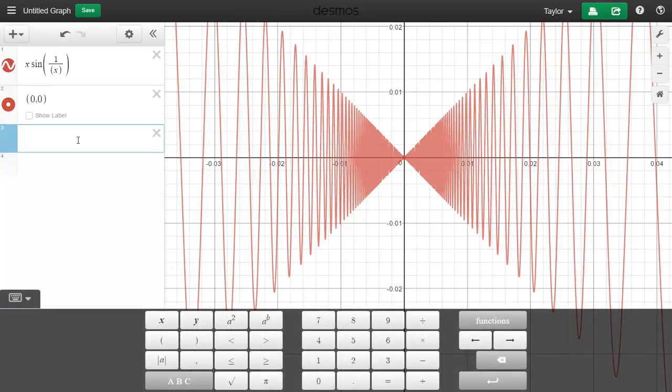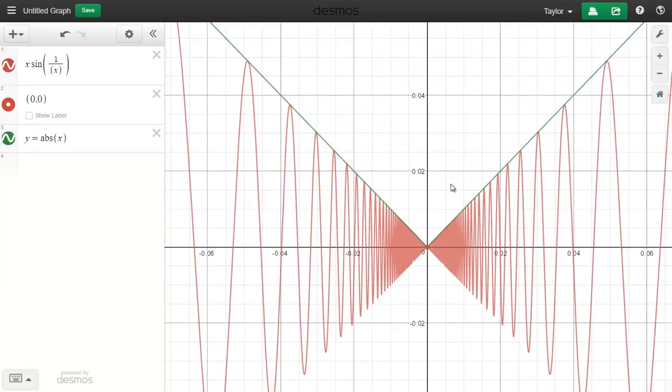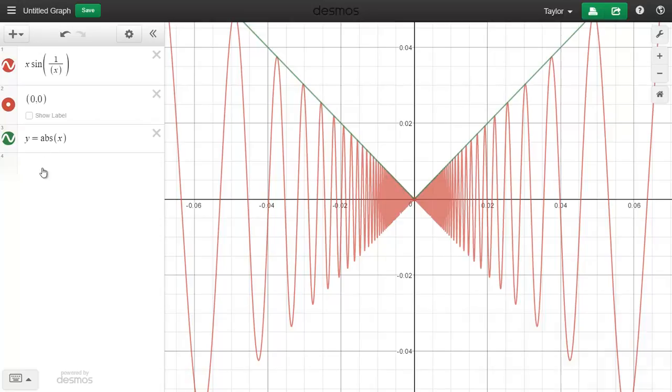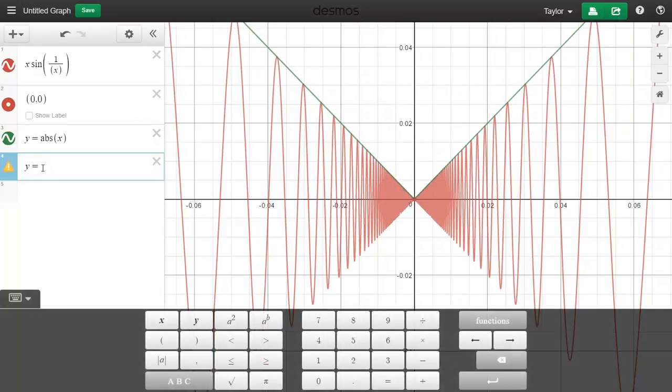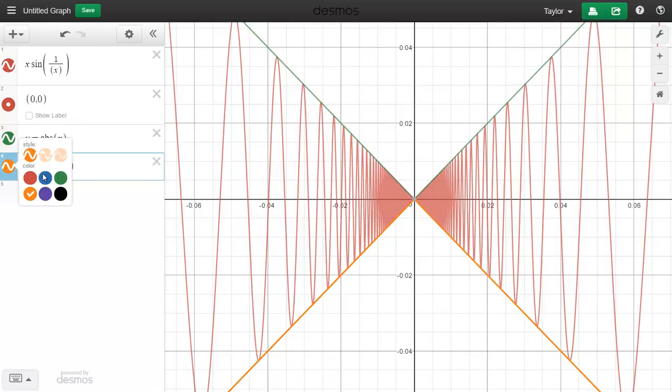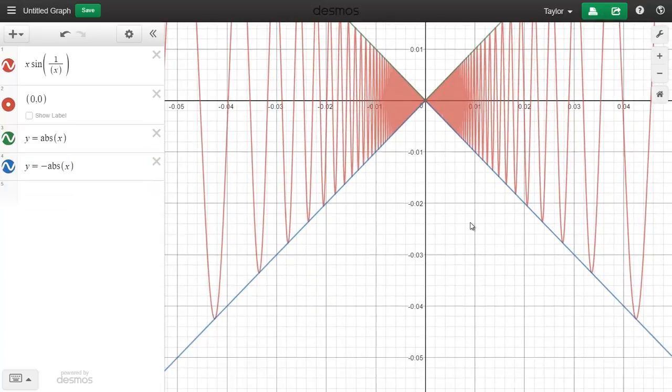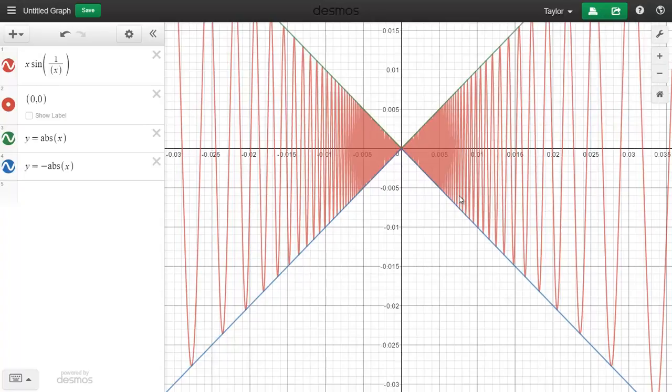Here's a cool little application of the squeeze theorem. Let's look at y equals the absolute value of x. Look at that. It matches up perfectly. What about y equals negative absolute value of x? I'll make that blue, so you can see it a little better. Look at that. Now, what does the squeeze theorem tell us?